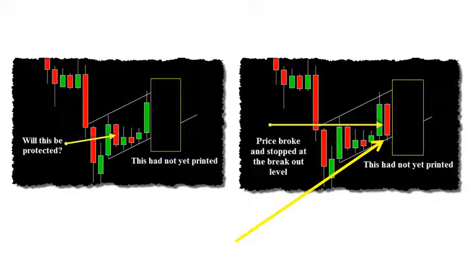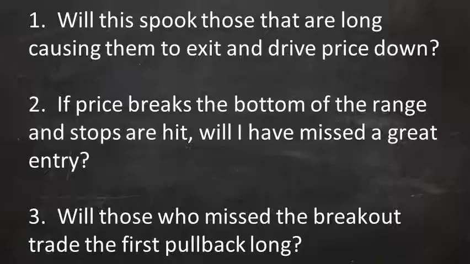The plan was to sit aside on the first move when or if selling pressure took over the market. So price broke to the downside and it held up right at the breakout level, as you can see here on this daily chart. Now, a few things come to mind. Will this spook those that are long, causing them to exit and drive price down? If price breaks the bottom of the range and stops are hit, will I have missed a great entry? Will those who missed the breakout trade the first pullback long?